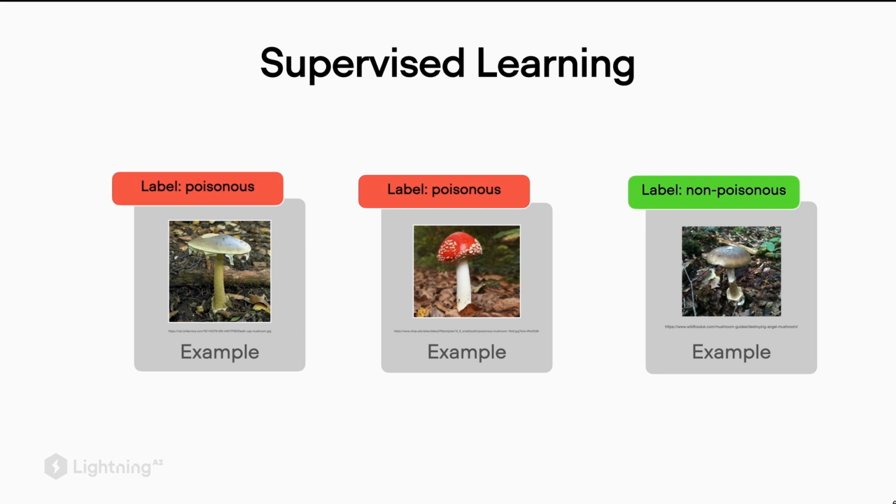And one key aspect of supervised learning is that for the training data, we have labels. So we know the true answers here. So here, for example, we have 2 poisonous mushrooms and 1 non-poisonous mushroom. And the task here is to learn how to predict whether a new mushroom is poisonous or not.